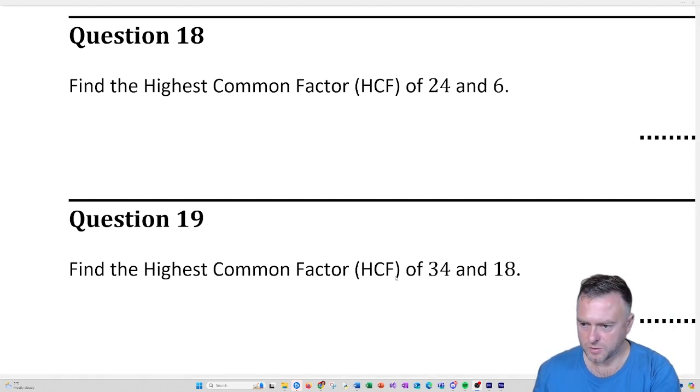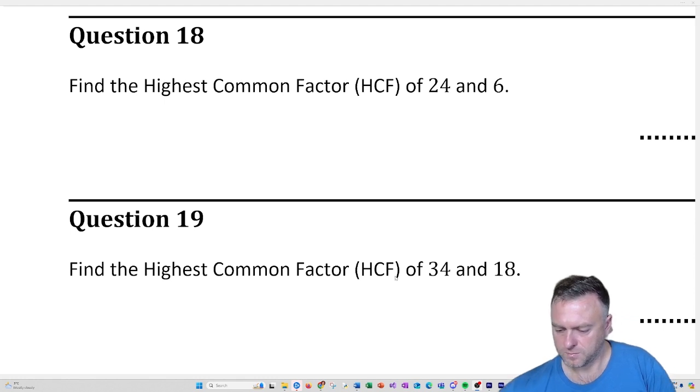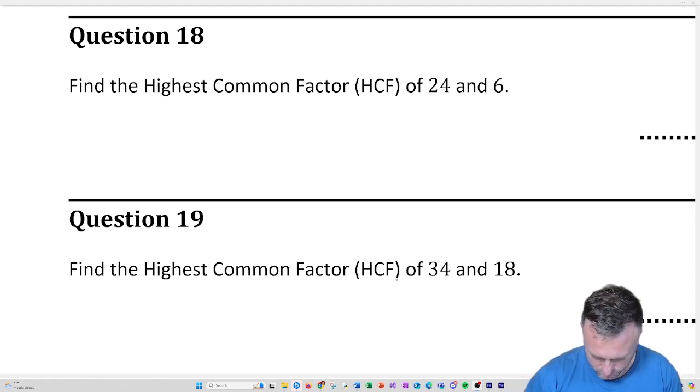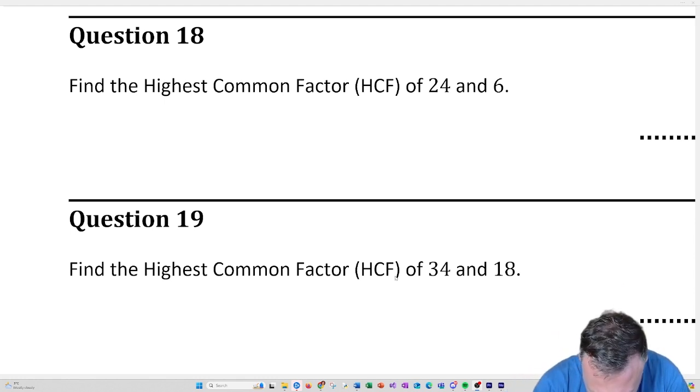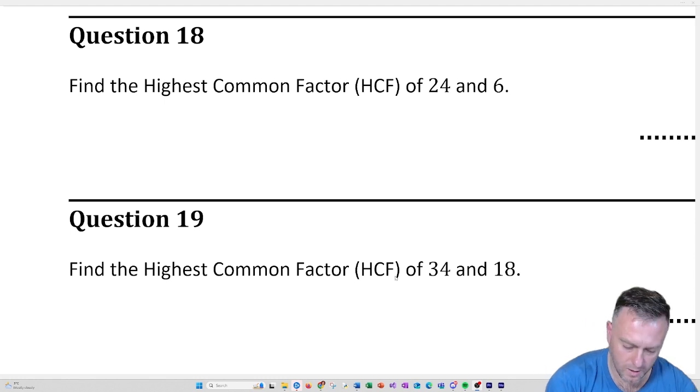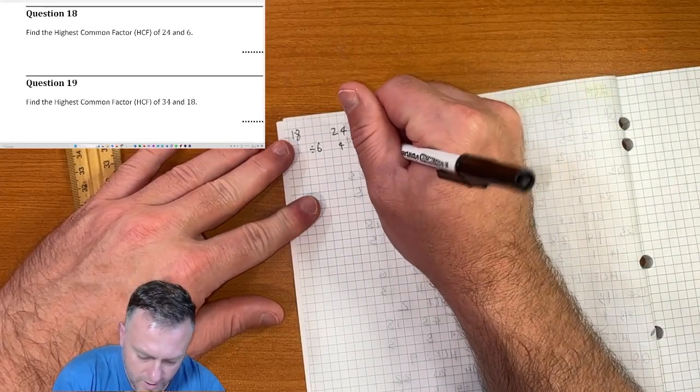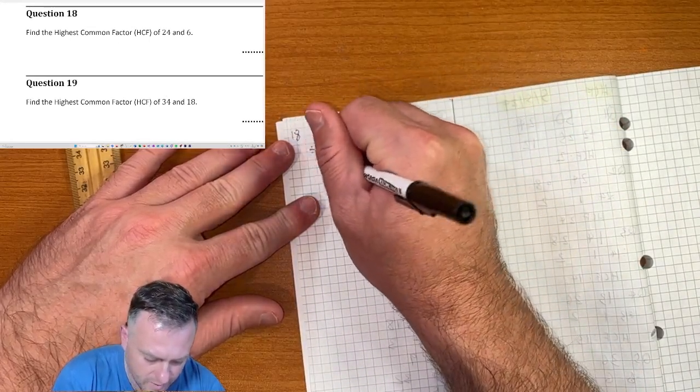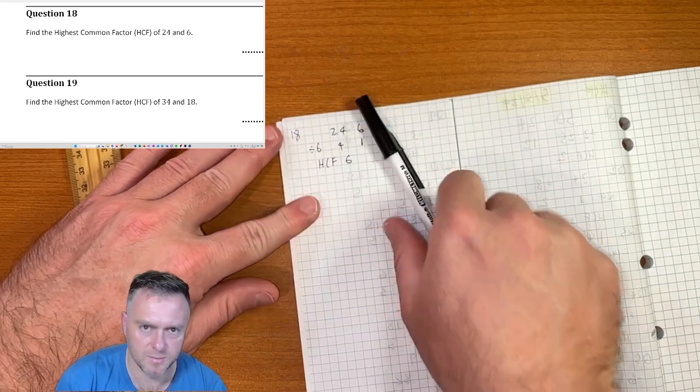So a new page. Align that middle. And we've got question 18. 24 and 6, that should be an easy one. So we can divide both by 6. And we get 4 and then 1. So therefore, highest common factor is 6.